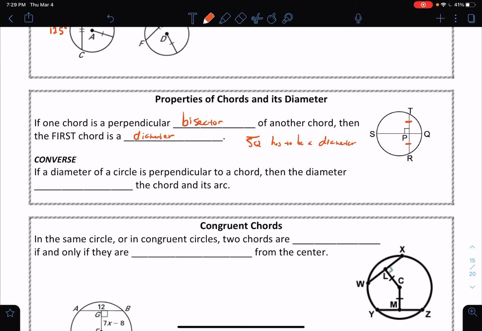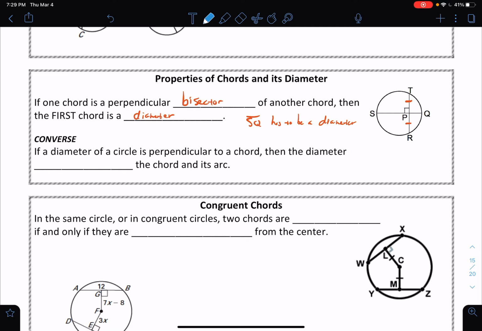So the converse of that, or the flip-flop, basically says if a diameter of a circle is perpendicular to a chord, then the diameter bisects the chord and its arc. So we got a little extra information there. It also bisects this arc, so it cuts arc TR in half. So arc TQ is going to be congruent to arc QR.